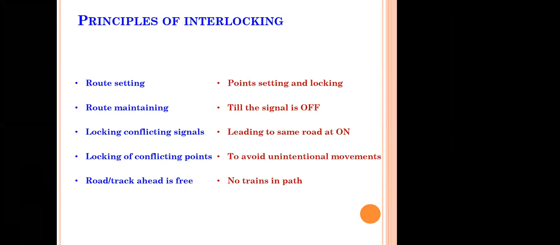Track ahead is free, to ensure that in the path of a train there are no other trains. That is called proving, and it is ensured by the track detecting devices. It can be a track circuit, an axle counter, or an audio frequency track circuit, whatever system we use. The purpose of all three is to ensure that there are no trains in the given path.